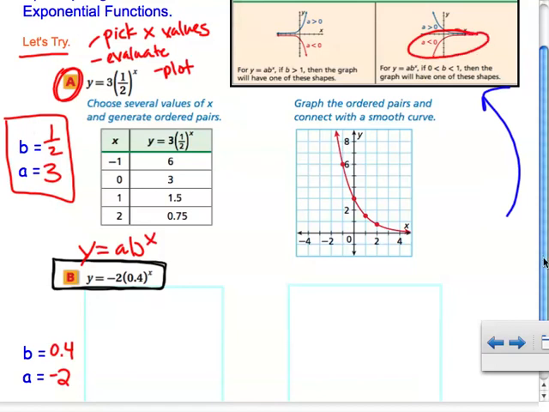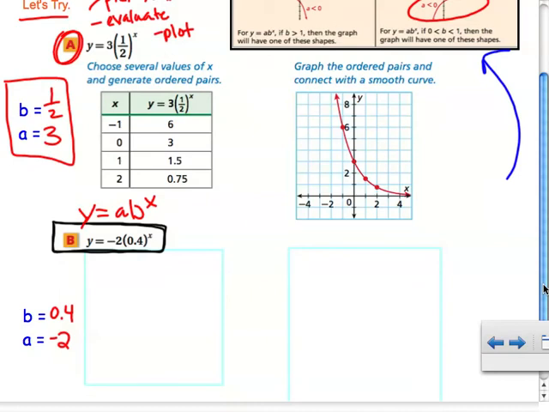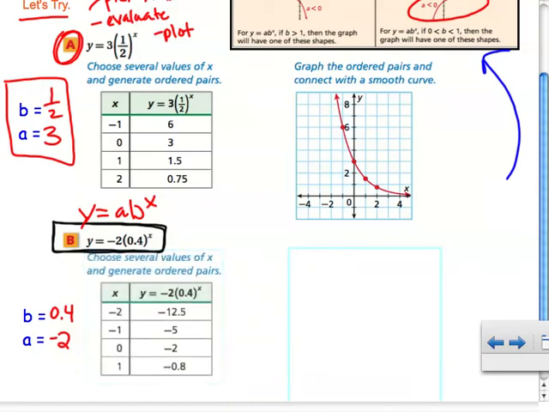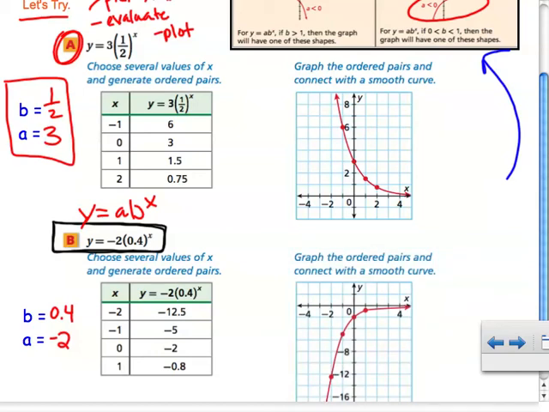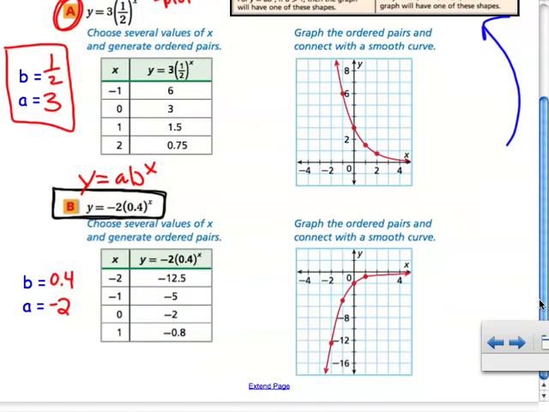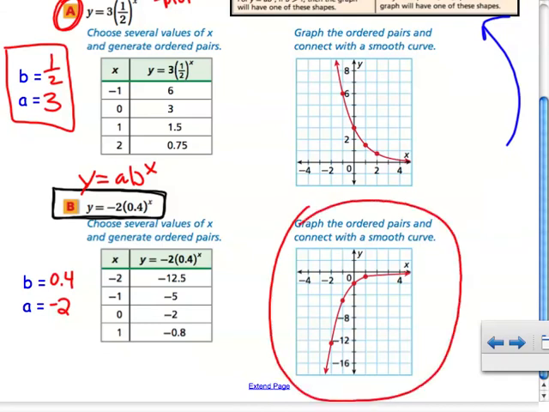Okay, choose several points. If you're looking for a minimum, I would say 4. And what do I get? And again, hopefully you used your calculator there. Hopefully your graph looks like mine. Okay? So this is the graph of that exponential function. Y equals -2 times 4/10 to the x power.